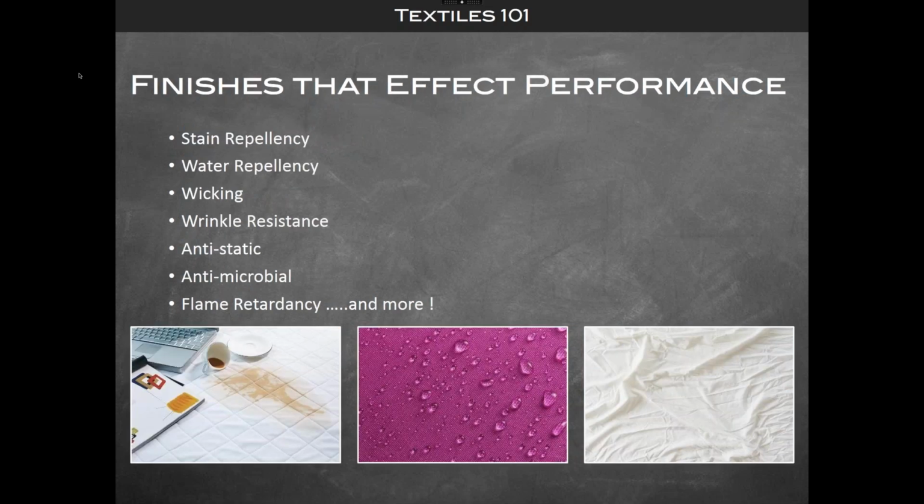There are also finishes that can affect the performance. For example, during finishing, you can add treatments for stain repellency, water repellency, wicking, wrinkle resistance, anti-static, antimicrobial, flame retardancy, and more. So not only can you affect how a fabric looks in finishing, but you can affect how a fabric will perform.